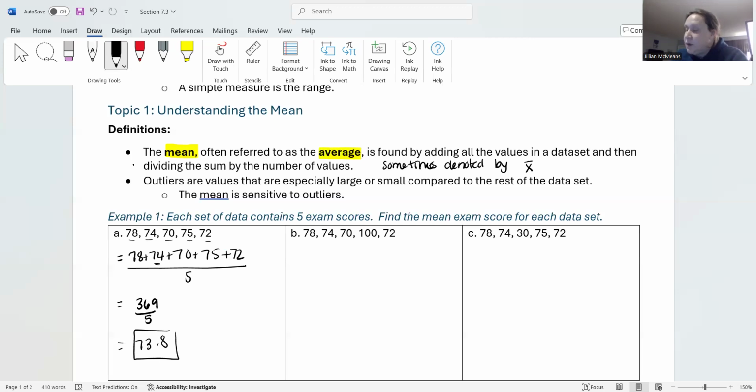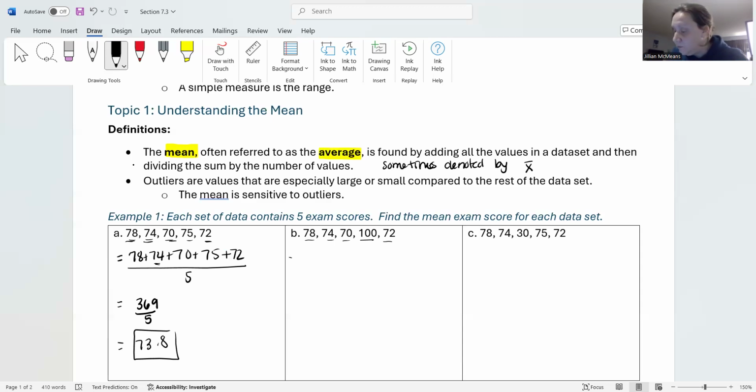Let's look at our next set. So when we look at our next set, we have 78, 74, 70, 72. So four of the five data items are kind of close together. They're very similar in nature. Then we have 100. Okay, 100 is quite a bit bigger than the other four data items. So let's see what that does to this set. So notice the sets are the same. They're 78, 74, 70, 72. The only one we're switching out is 75. We're changing it with 100.